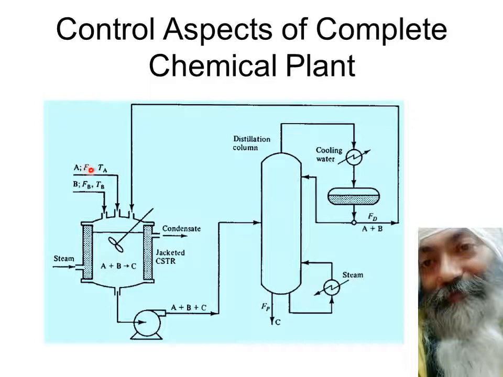And this is coming at temperature Ta, and this is coming at temperature Tb. Somehow this Ta and Tb cannot be controlled. They are coming at whatever temperatures they are. They can vary also, so there can be disturbance in Ta, and there can be disturbance in Tb. But what we get over here is that this FA can be controlled, this FB can be controlled. These are the manipulated variables, so to say. But Ta and Tb can be measured, but they cannot be manipulated for the time being.